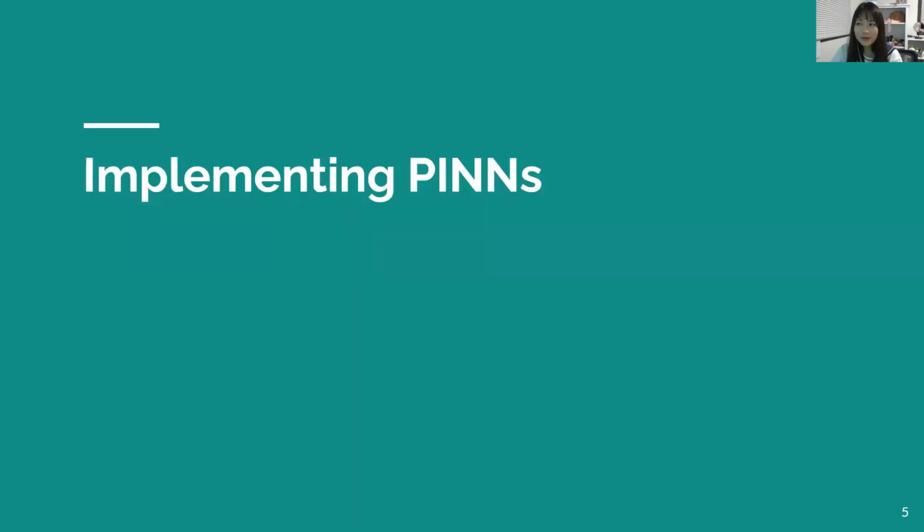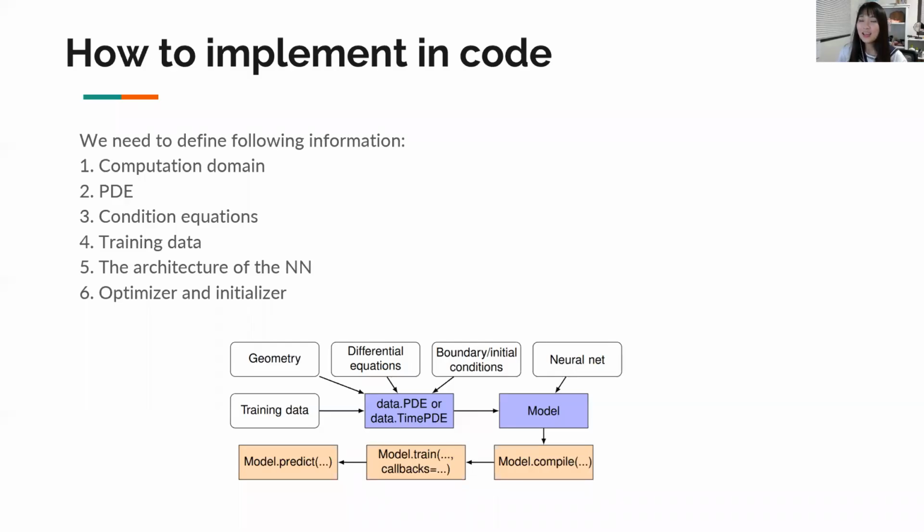So how to implement PINNs? To write our own physics-informed neural network code, we need to predefine the following information. First is our computational domain. Second is our PDE equation. Third is our conditional equation. Fourth is our training data and the architecture of the neural network, and also the optimizer and initializer for the network.